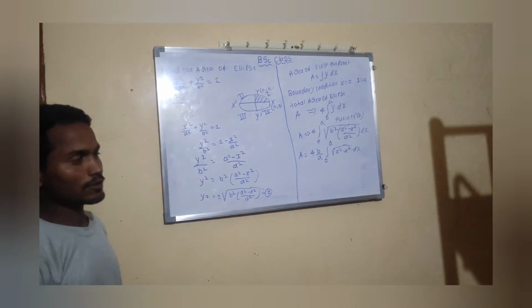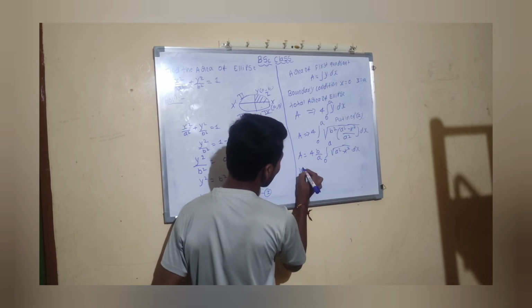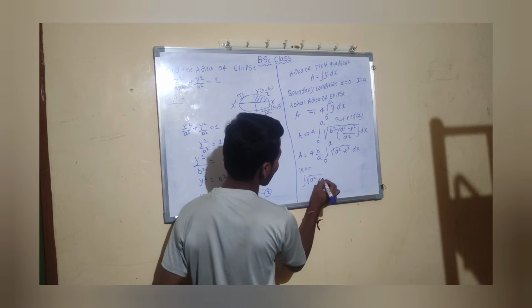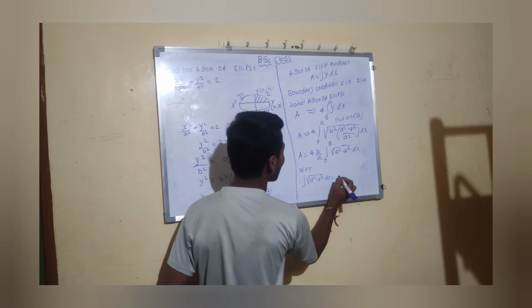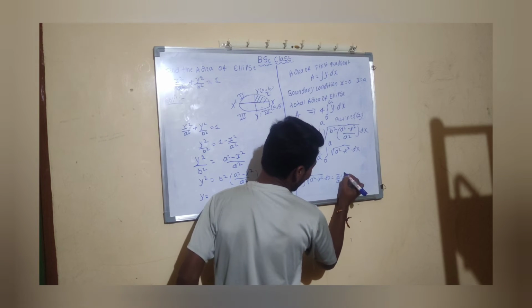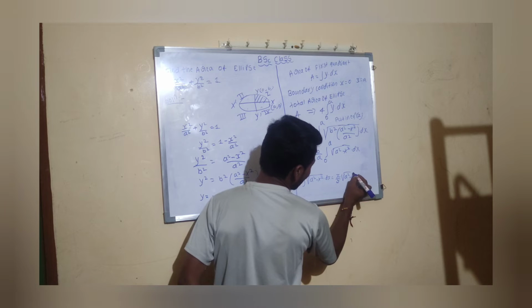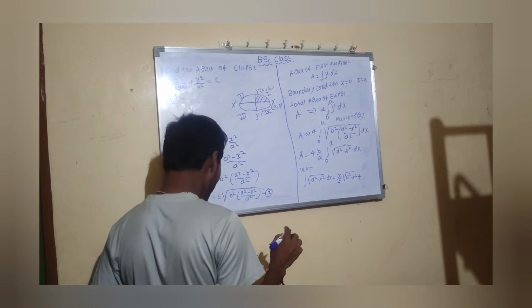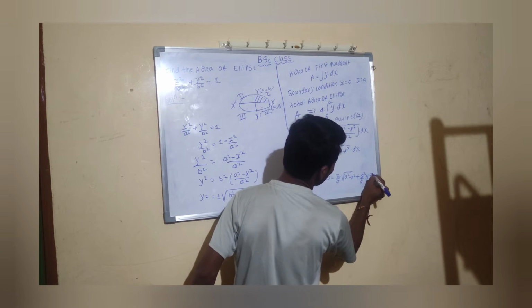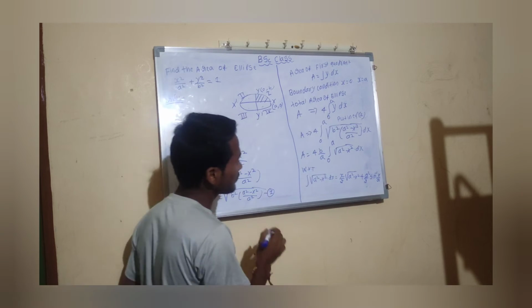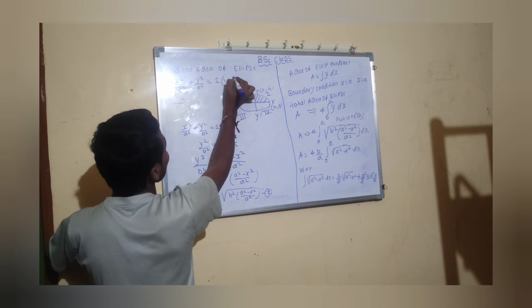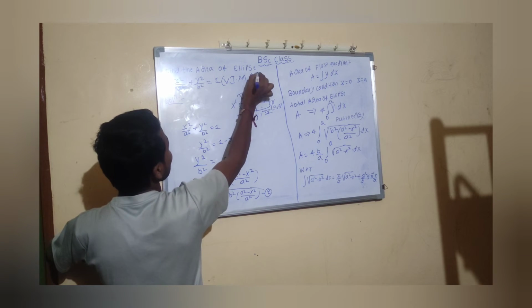You already learned this formula in second PUC. The integral of the square root of a square minus x square dx is x by 2 times the square root of a square minus x square, plus a square divided by 2 into sine inverse of x by a. This is a very important question, a 5 marker.